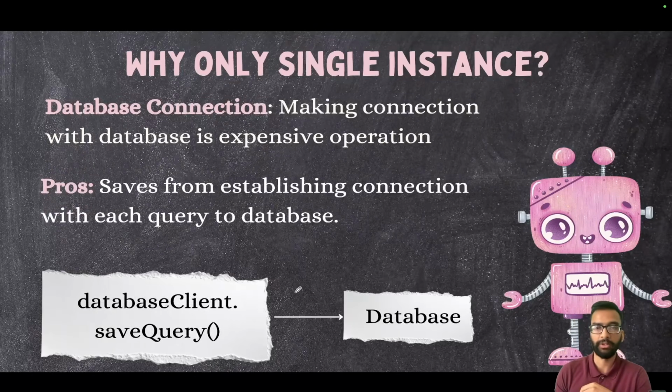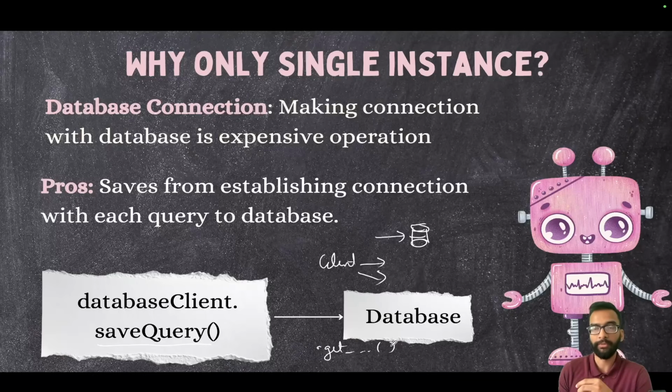The other example is database connection. Let's say you have to establish a connection with your database. Instead of creating the clients that interact with the database again and again, you create just a single client which knows how to perform the different operations. Whenever you need to perform an operation, you just run, let's say, a save query, or a get something on top of that. So a single object is required in this case as well.